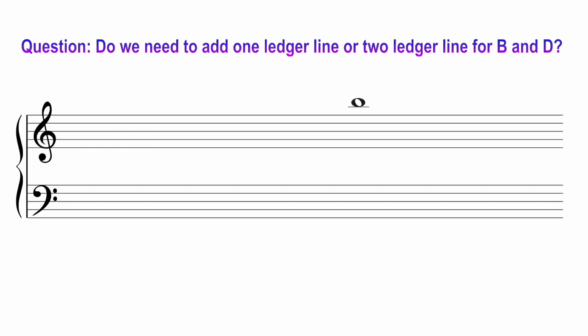There is a question for you. Do we need to add 1 ledger line or 2 ledger lines for B? The principle is we try to add as few ledger lines as possible because the more ledger lines there are, the more confusing it is. So we just need the ledger lines to identify the notes. So this line is redundant.